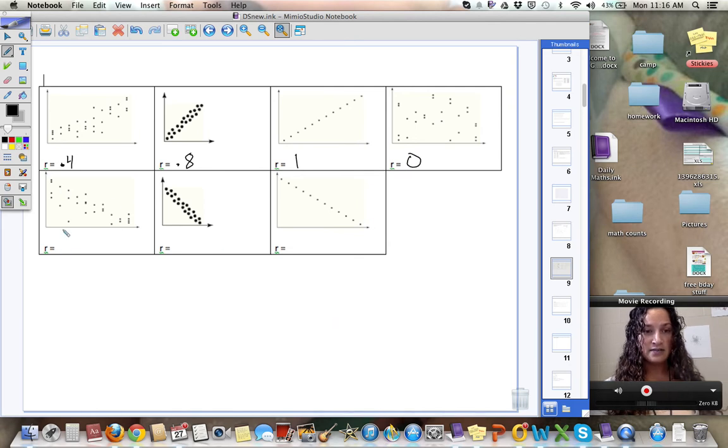This is a negative, and it's pretty weak, so I'm going to say maybe it's a negative 0.4. It's kind of like the previous one, just in the opposite direction. Same here. It's pretty strong, but it's negative, so negative 0.8. This is really strong, but it's negative, so a -1.